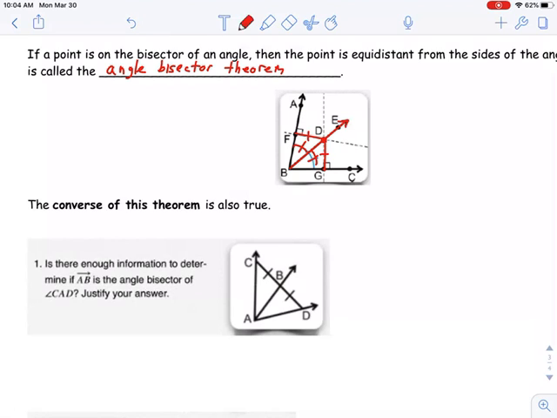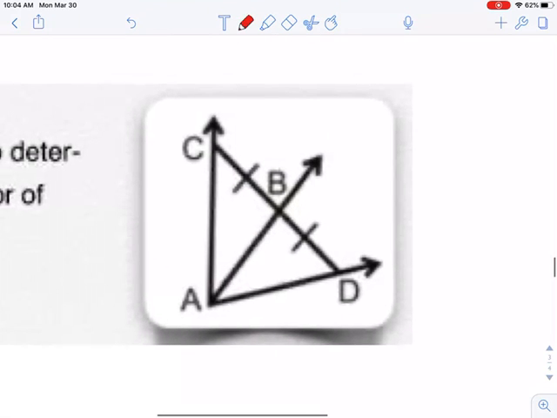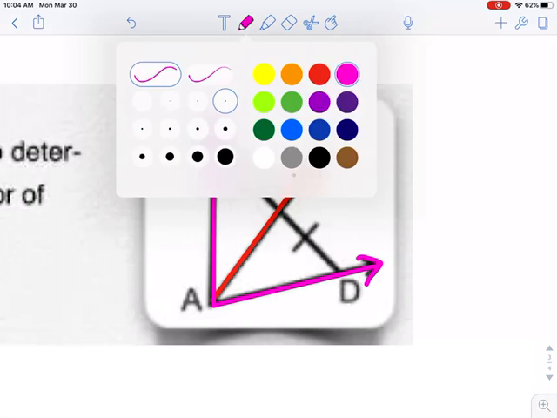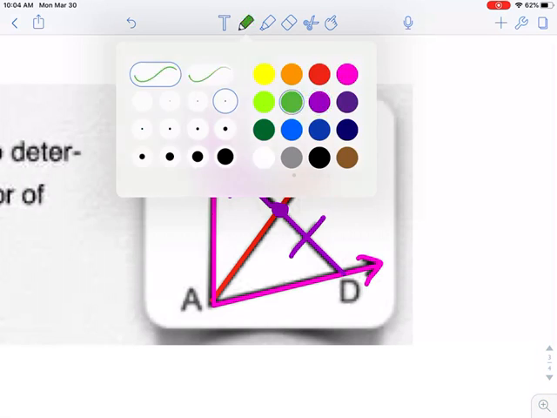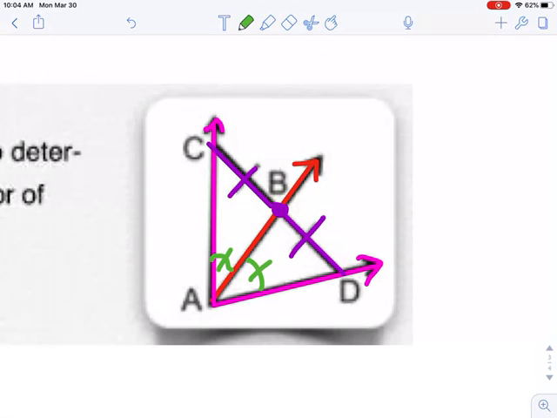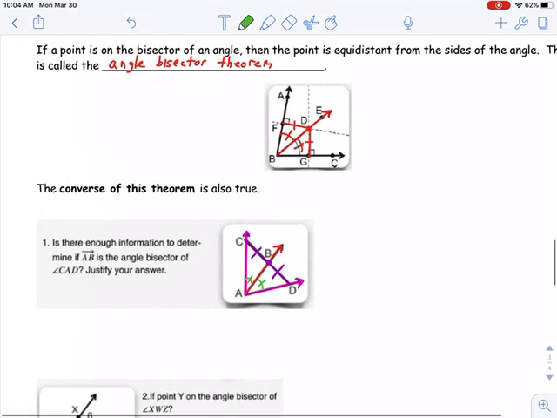So, is there enough information to determine if AB is the angle bisector of angle CAD? The answer is yes. Why? Alright, that's the angle bisector of CAD. This is the converse of the theorem we just talked about. We have point B and it is equal distance to the sides. All three points are collinear. So, boom, boom.